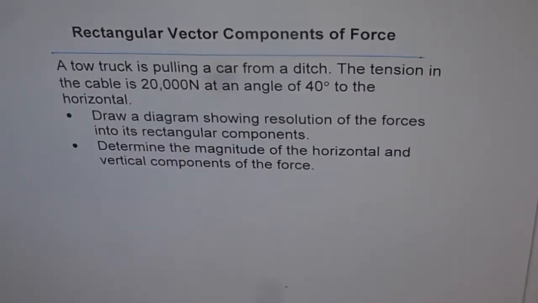Rectangular vector components of force. Let's see how to find rectangular vector components of force with the help of this example. A tow truck is pulling a car from a ditch. The tension in the cable is 20,000 newtons at an angle of 40 degrees to the horizontal.